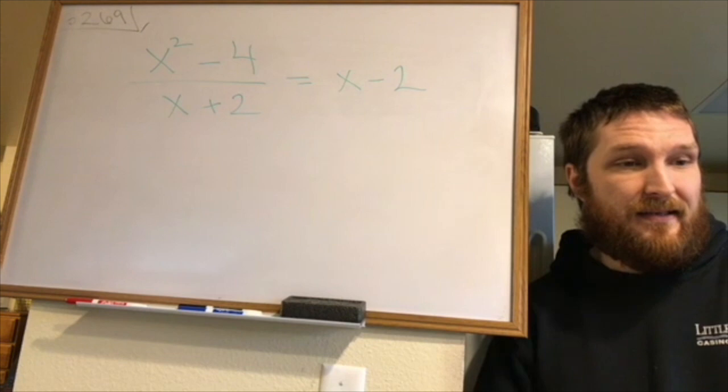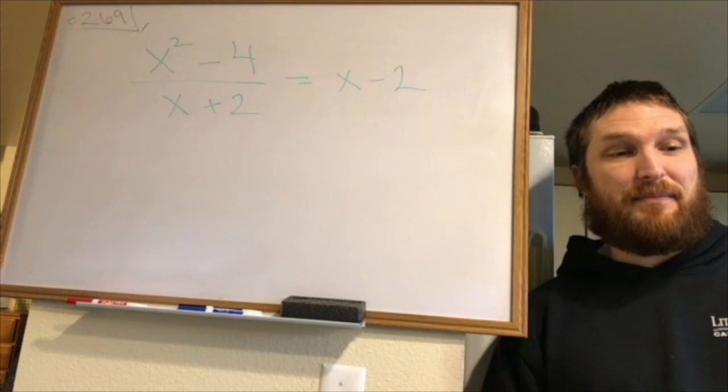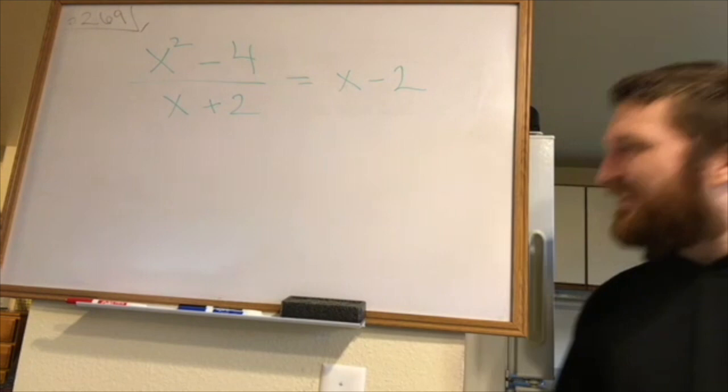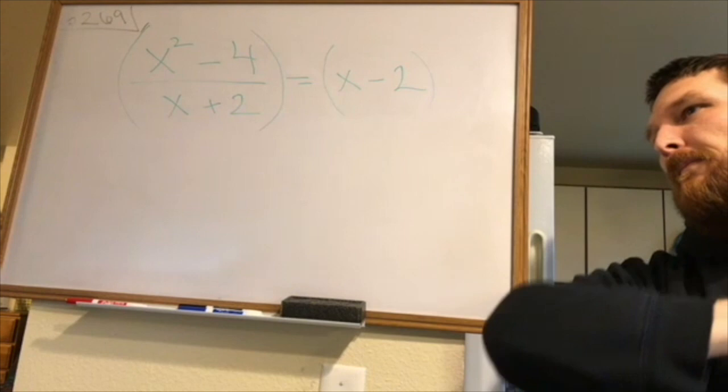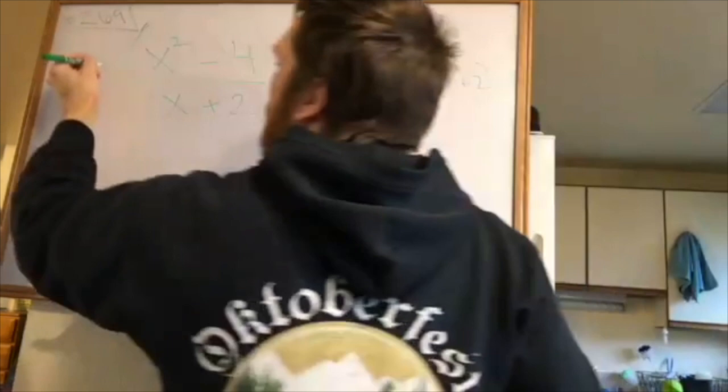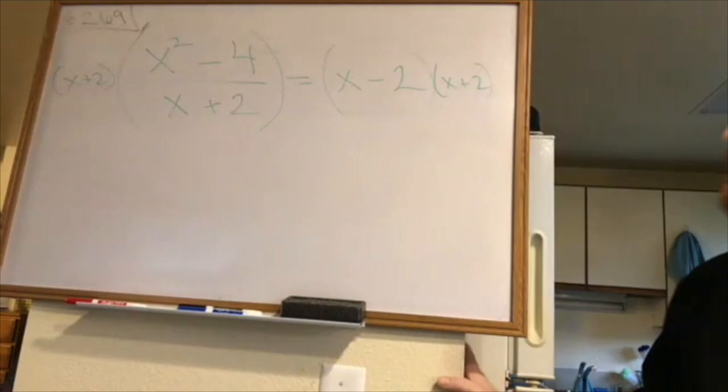And so you see that you have denominators. What do we want to do? Kill them. Kill denominators. So what do I need to multiply both sides by in order to kill those denominators? x plus 2. So I'm going to take x plus 2 and multiply both sides. Note that I'm using parentheses. Parentheses are your best friend. Use them. What happens on the left-hand side? What am I left with?